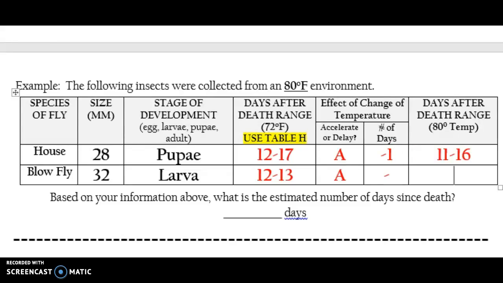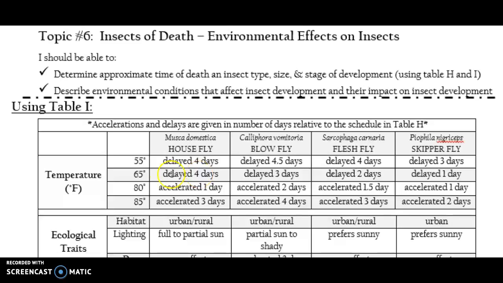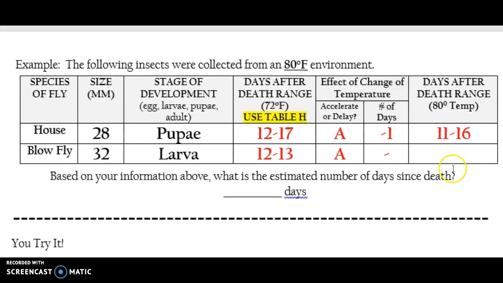Then the next one, if I look up the blowfly at 80 degrees, it is going to be accelerated 2 days. So I'm going to subtract 2 days from both. That gives me 10 to 11. The biggest number from the first column and the smallest number from the second column are both 11. So it is going to record and take 11 days since the person died.